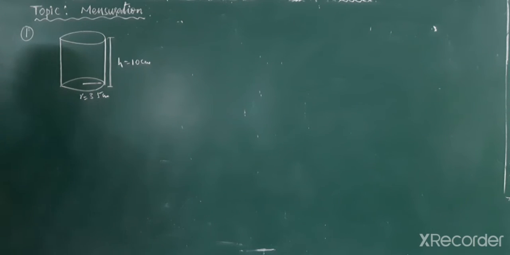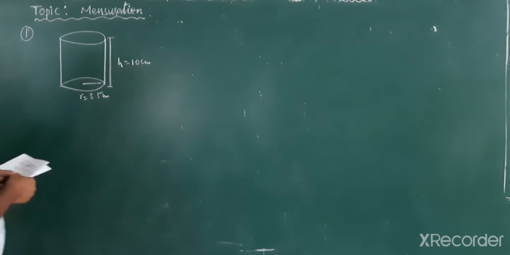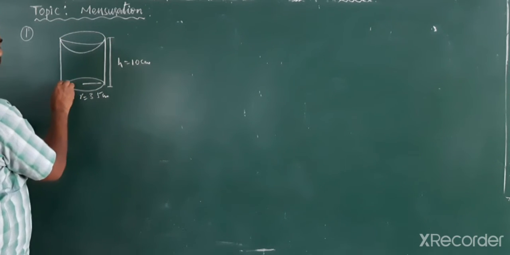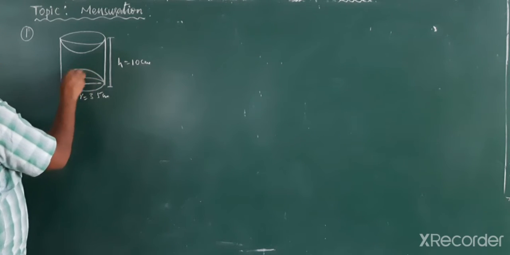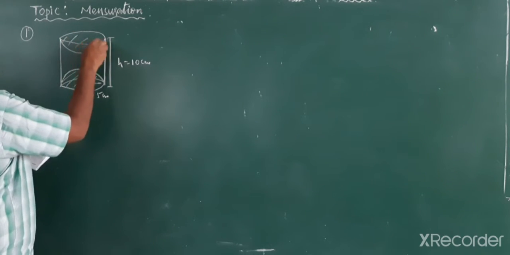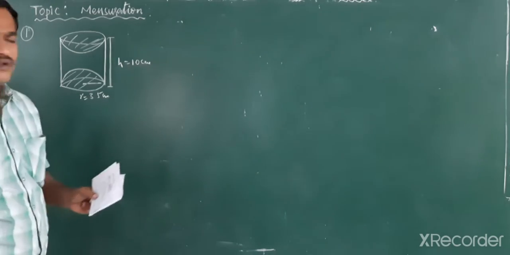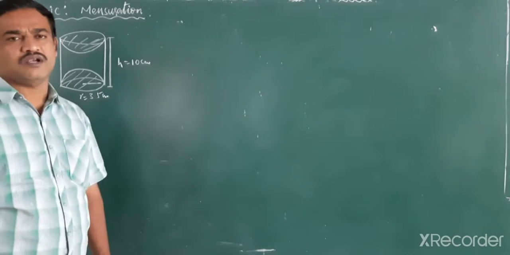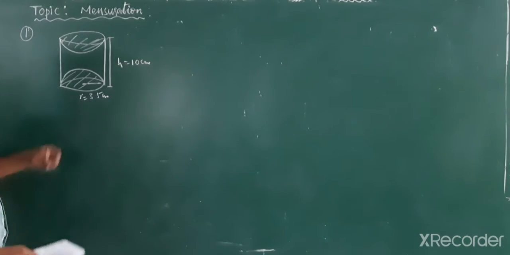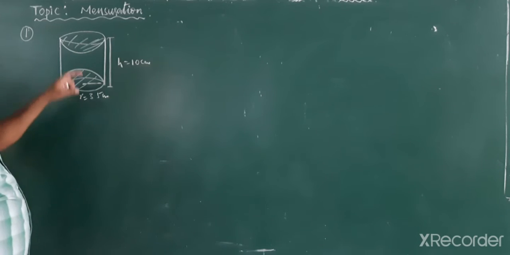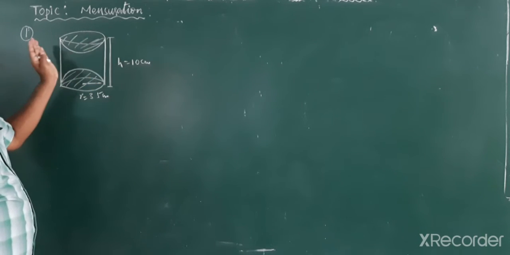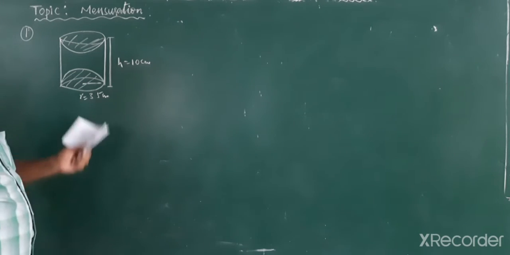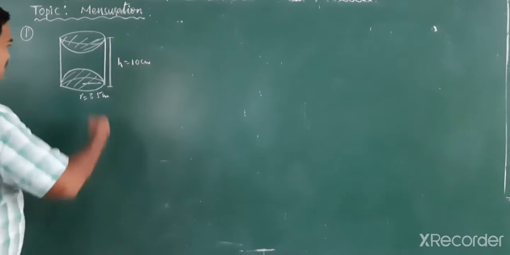So here it is scooping out both end hemispherical shapes. If we remove these hemispherical ends, then what is the surface? Find the total surface area of the remaining solid figure. Means to get the total surface area of this solid, we have to find the curved surface area of the cylinder plus 2 into curved surface area of hemispheres. We will get the total surface area of this solid.